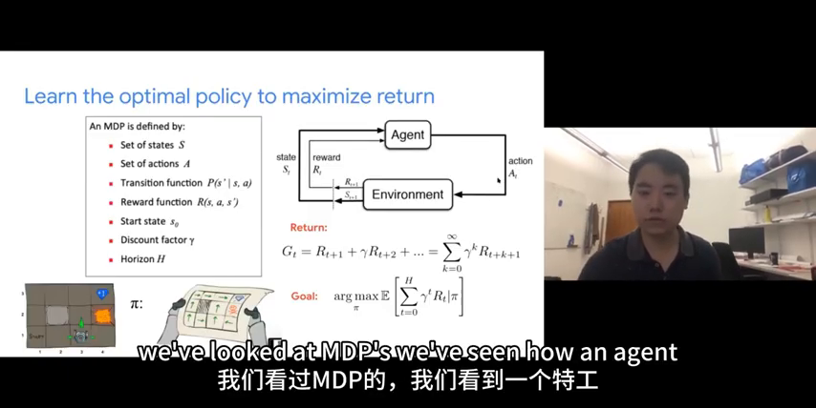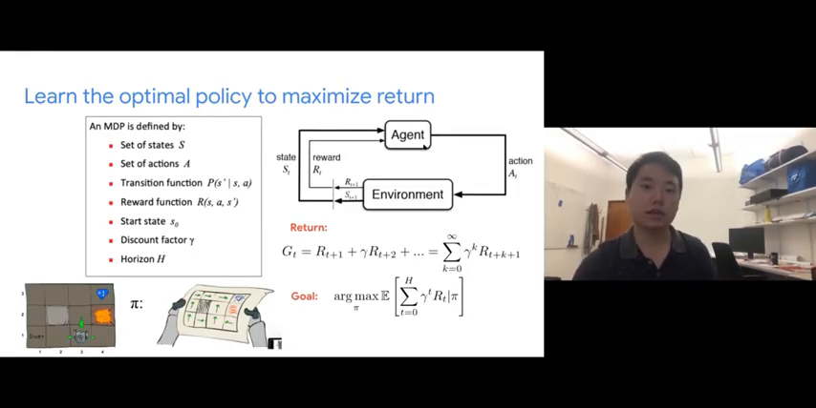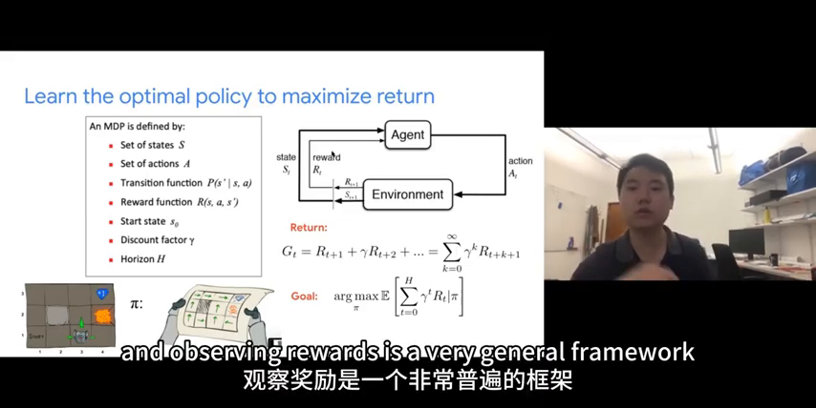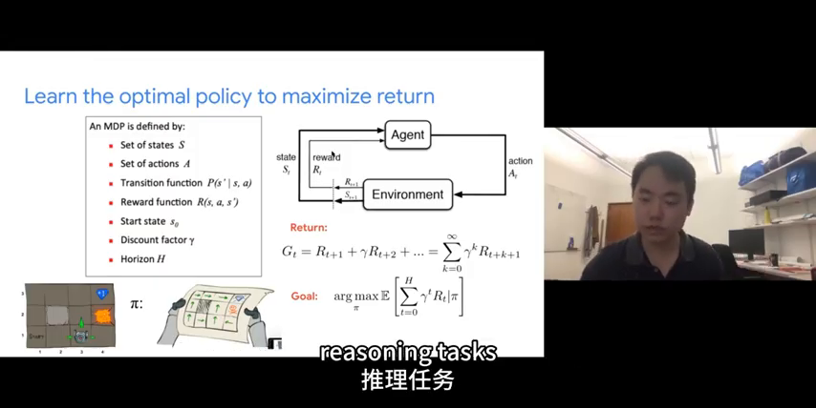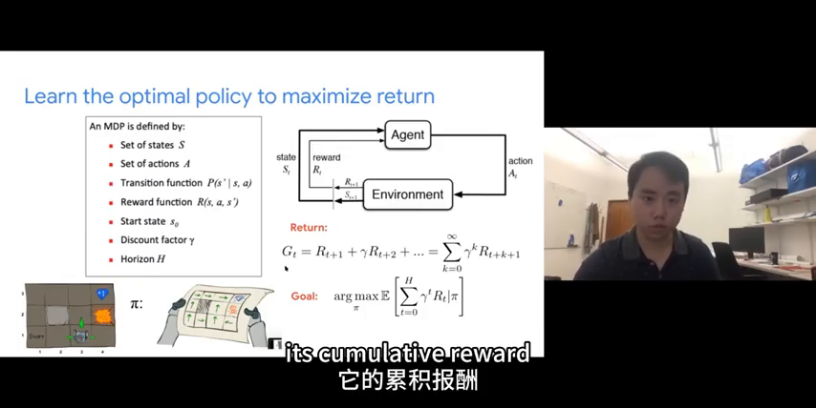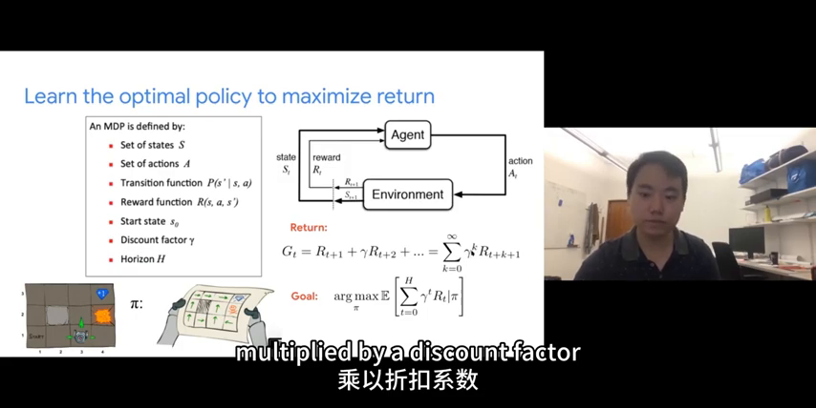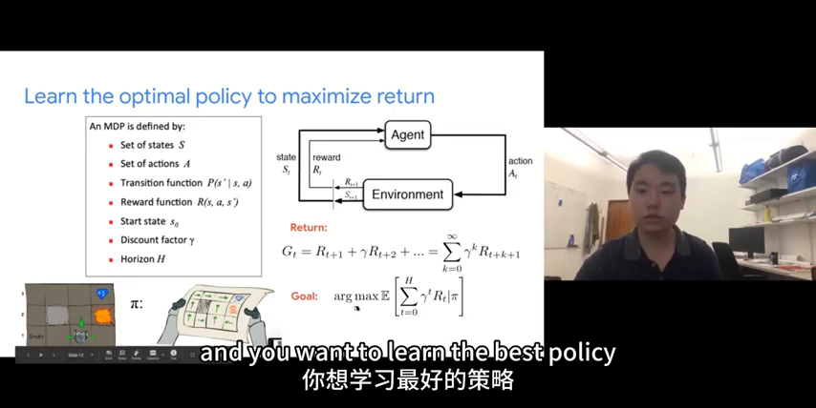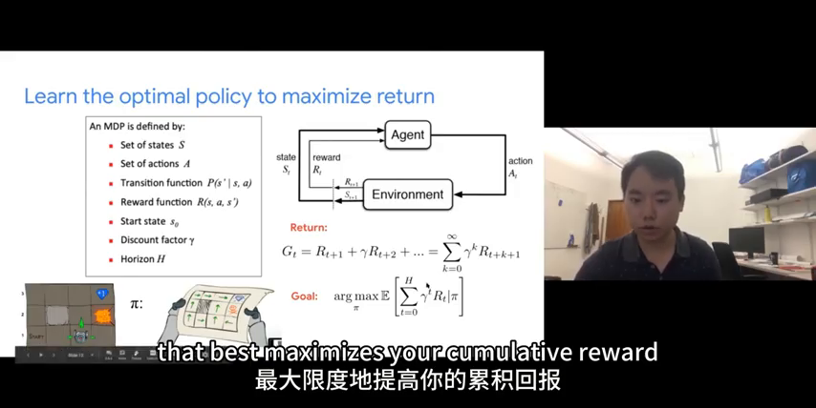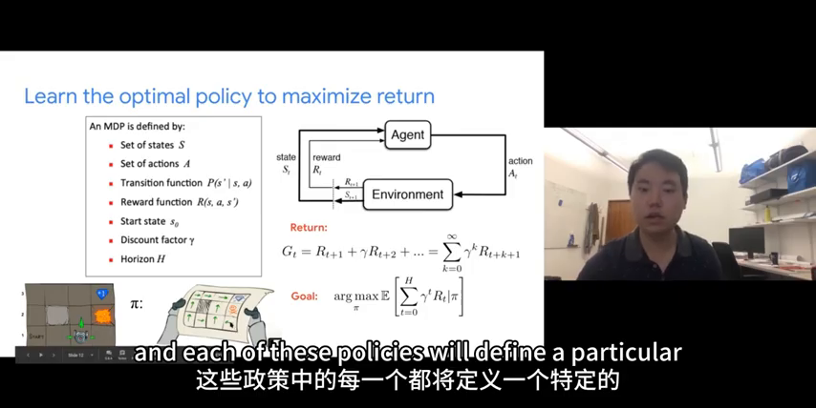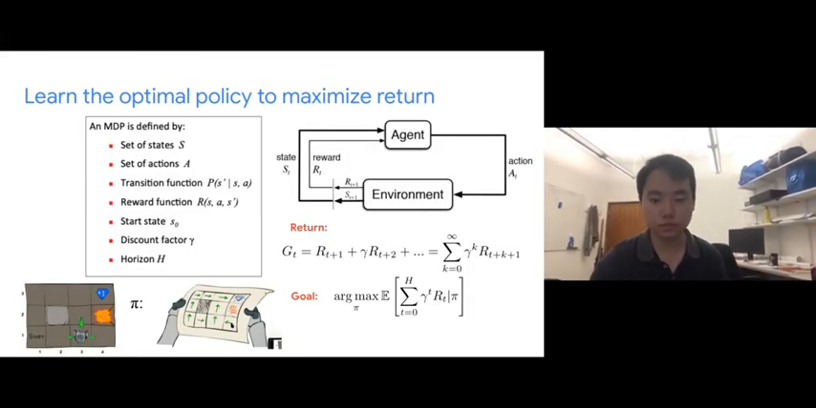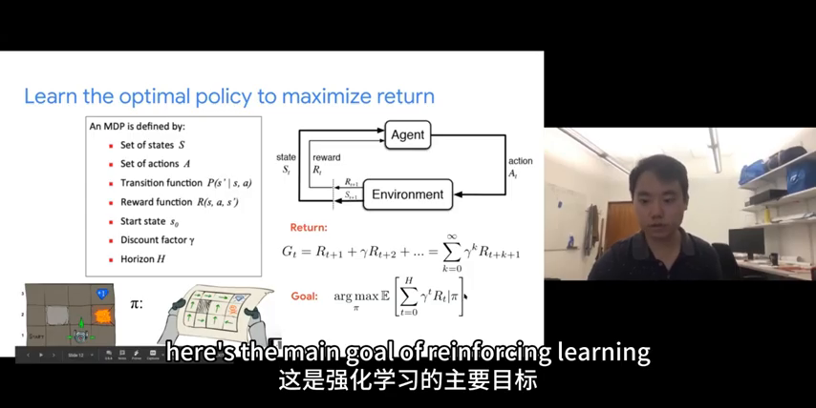So just to summarize, we've looked at MDPs. We've seen how an agent taking actions and going into different states in an environment and observing rewards is a very general framework that encapsulates many real-world reasoning tasks. We've seen that the goal of the agent is to maximize its cumulative reward multiplied by a discount factor. And you want to learn the best policy, argmax over all possible policies, that best maximizes your cumulative reward. Each of these policies will define a particular distribution over actions that the agent should take from different states. So here's the main goal of reinforcement learning.